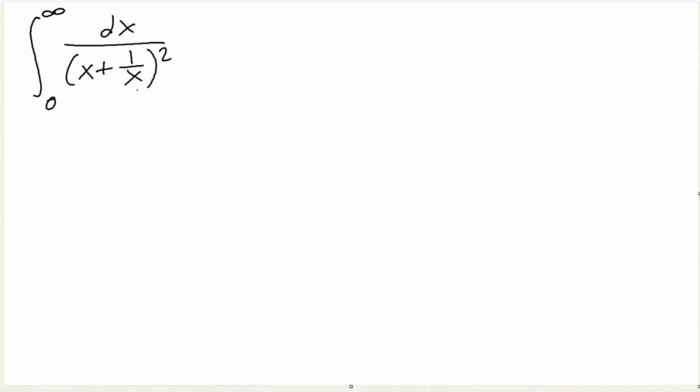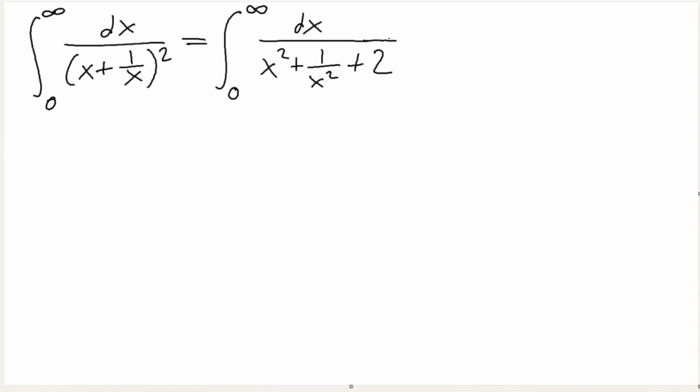So I see we have a square here. I'll just immediately go like this. Right? This is x squared plus 1 over x squared plus 2. But what now? We don't have anything in the numerator. So what are we going to do?